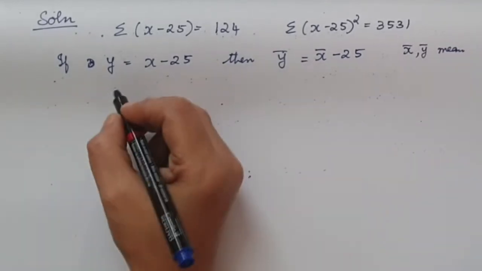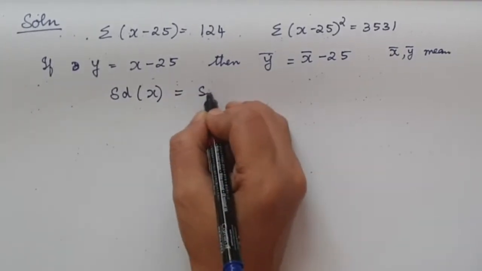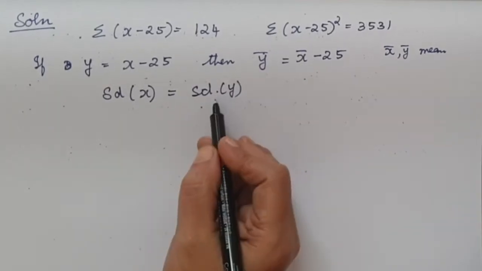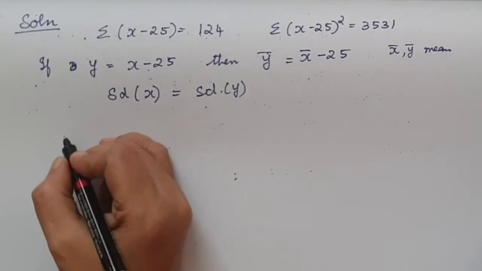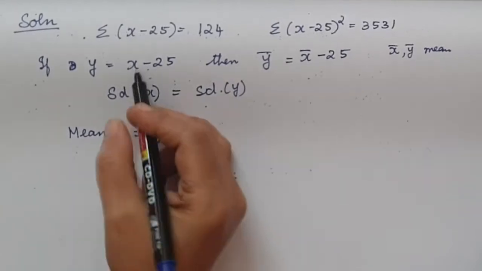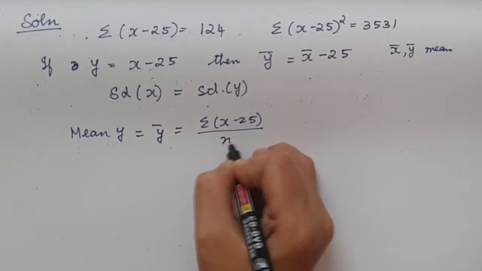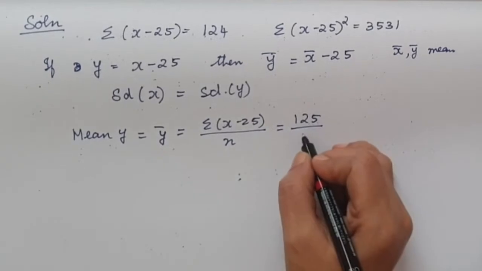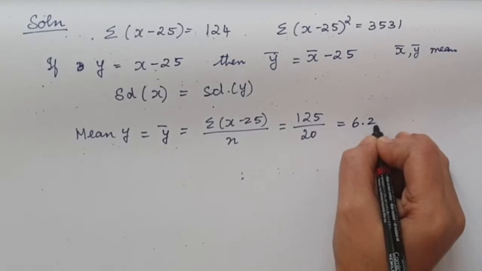But our standard deviation of x will be equal to the standard deviation of y, because it is only the deviation. The deviation will not change. So now, the mean of y, y bar, will be equal to sigma x minus 25 divided by the total number of values. So it is 124 divided by the total number of values, which is 20, since she is counting for 20 days. So this will be equal to 6.2.